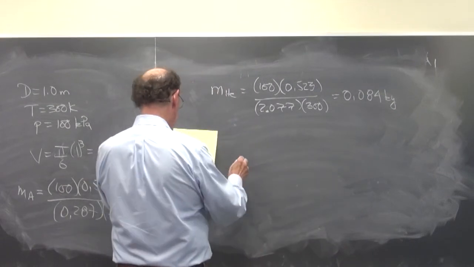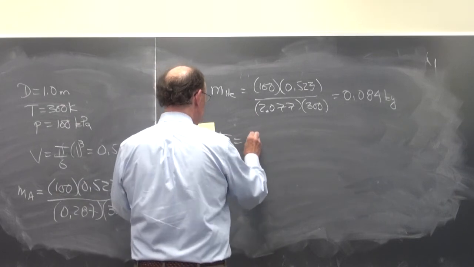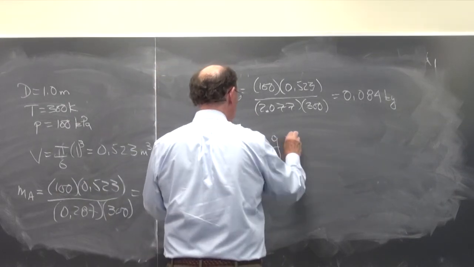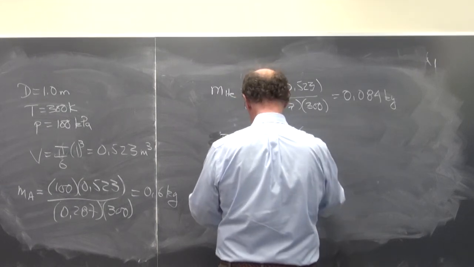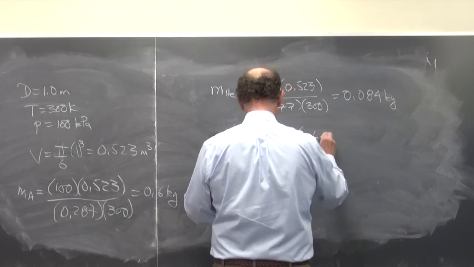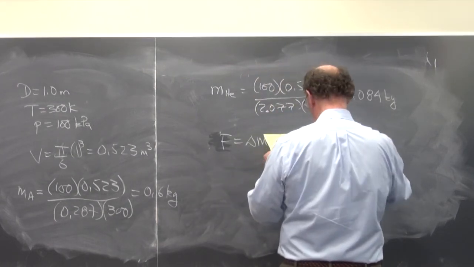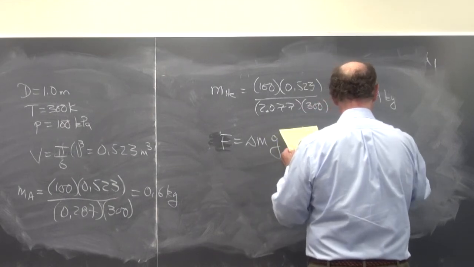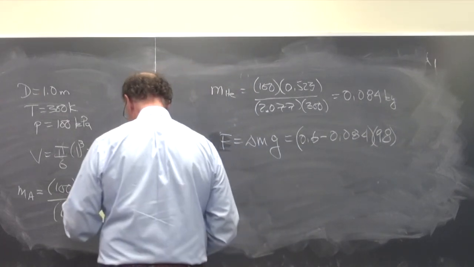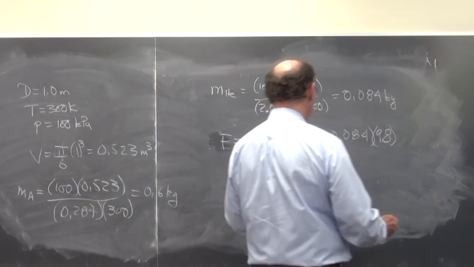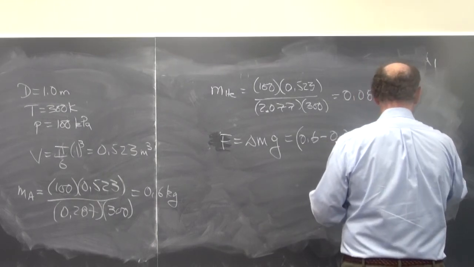And so delta m, so the lifting force, F, is equal to delta m times g, is equal to 0.6 minus 0.084 times 9.8. And if we do this, we'll get the lifting force is 5.8 newtons.